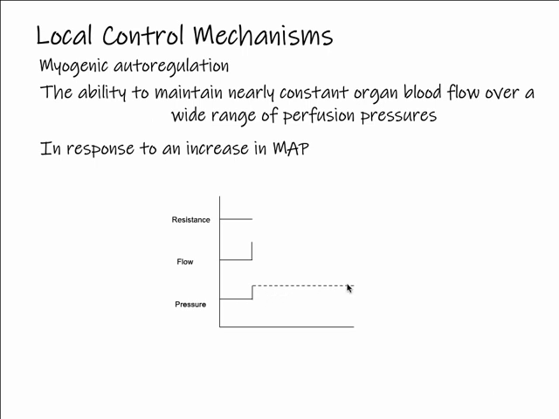And if we keep our pressure elevated and we do nothing to the resistance, then our blood flow would remain elevated. But this is where the myogenic autoregulation comes into play.